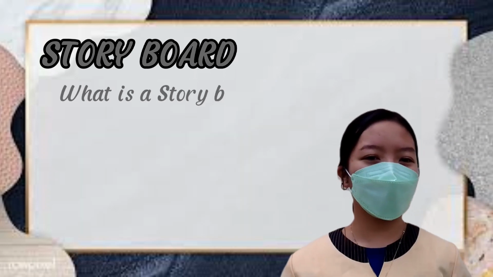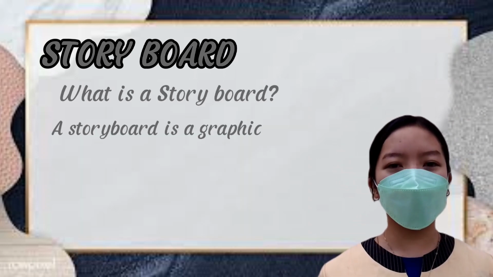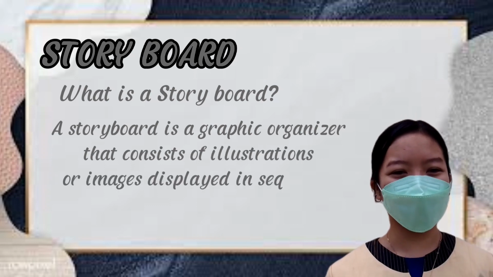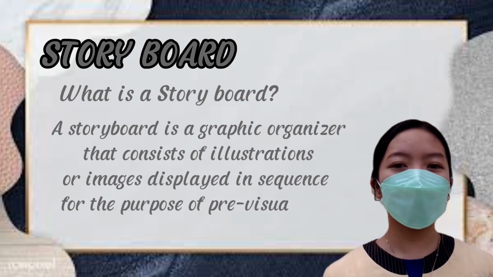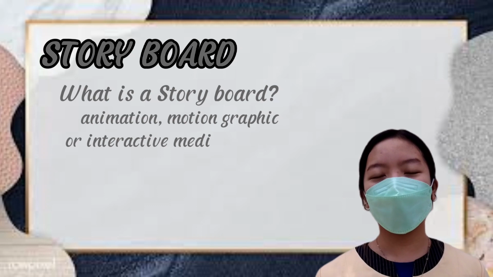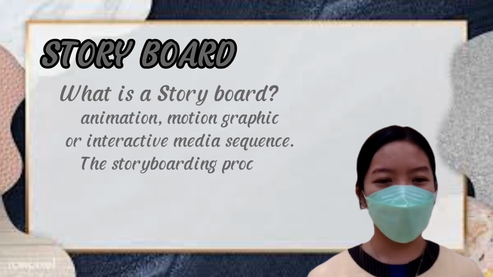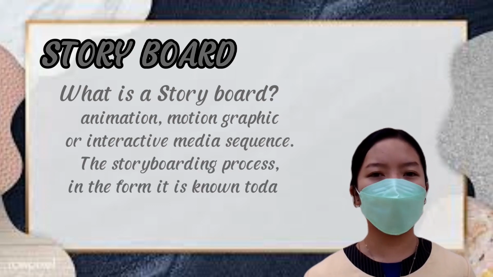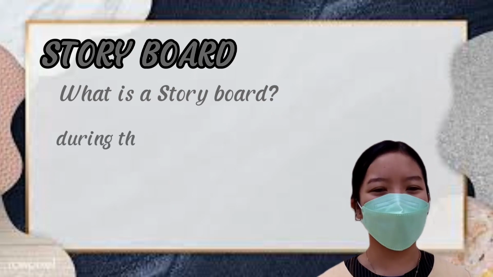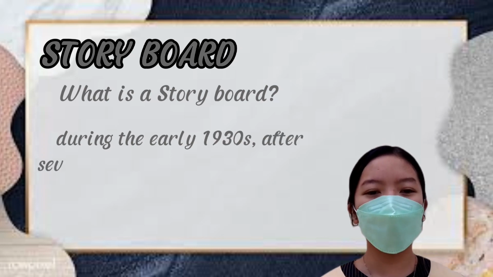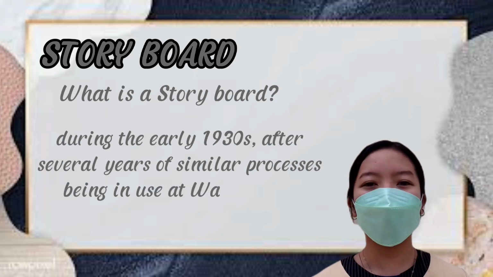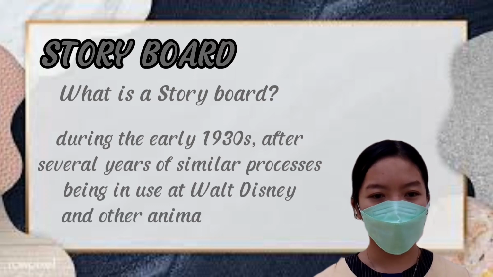Storyboard. What is a storyboard? A storyboard is a graphic organizer that consists of illustrations or images displayed in sequence for the purpose of pre-visualizing a motion picture, animation, motion graphic, or interactive media sequence. The storyboarding process, in the form it is known today, was developed at Walt Disney Productions during the early 1930s, after several years of similar processes being in use at Walt Disney and other animation studios.